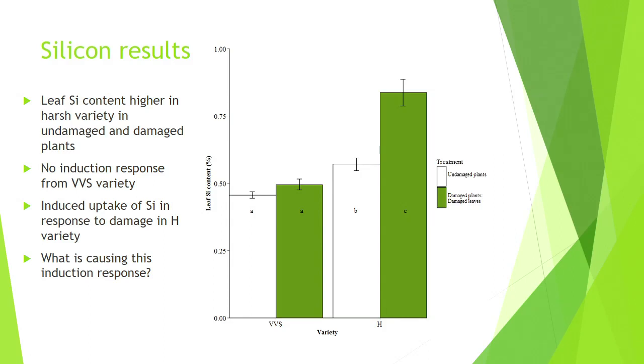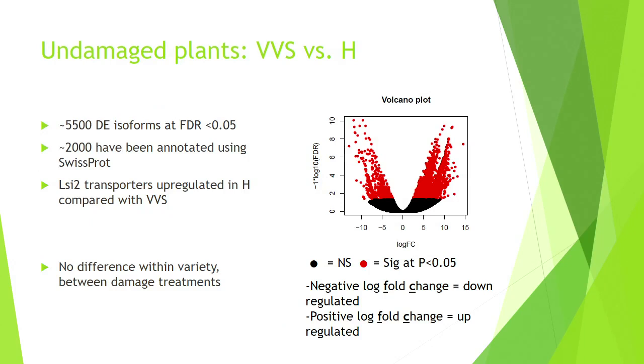So the next question is, what is causing this induction response, and is it molecular? I'm going to show you the next two slides, which are the differentially expressed genes that I found. These graphs represent all the different genes that are differentially expressed, and if it's red, it means that they are significantly differentially expressed. But I'm going to just focus in on the silicon transporters because I don't have much time.